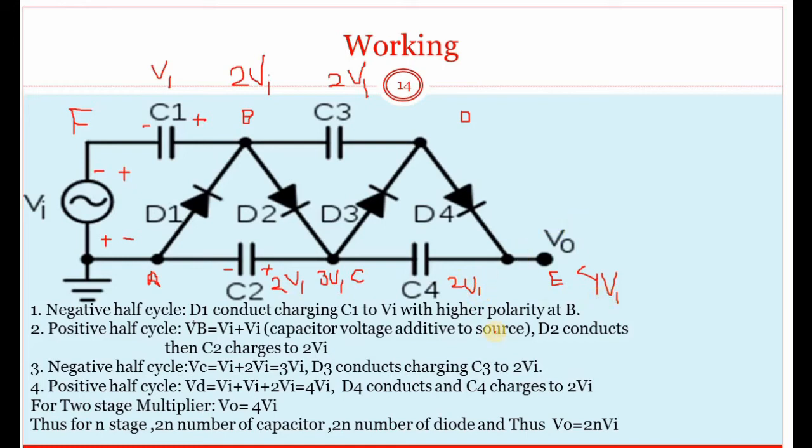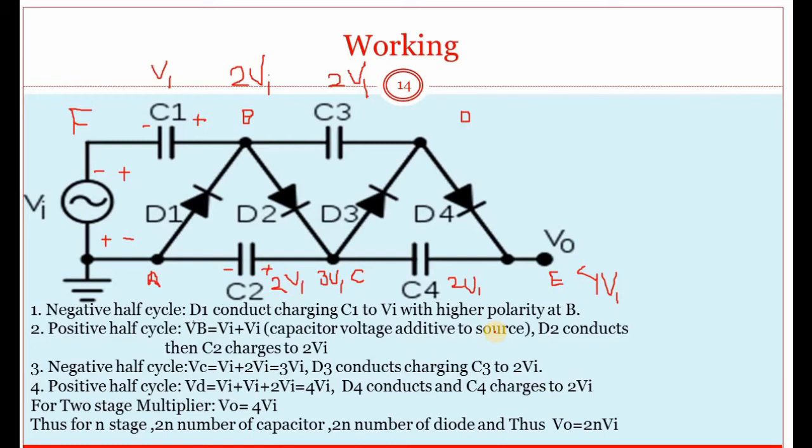Thus we can say we can get a higher output voltage than the input supply voltage. This is the two-stage multiplier circuit. We can get output DC voltage Vout that is 4 times the input voltage. The first capacitor C1 was charged up to Vi, that is the input voltage, and all other capacitors are charged to 2Vi. We can use the same principle to understand the 3-stage multiplier circuit.